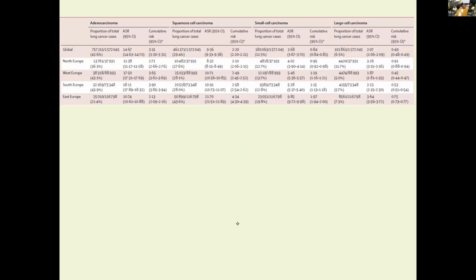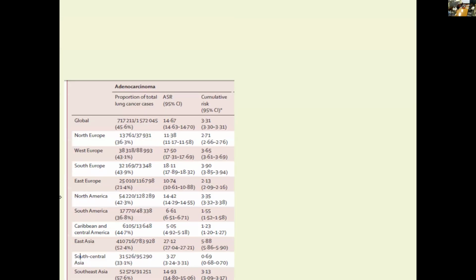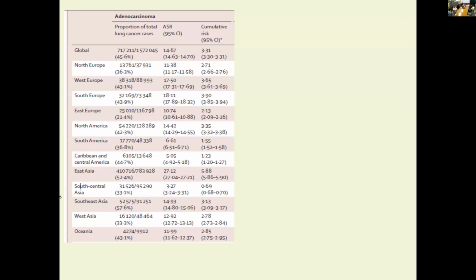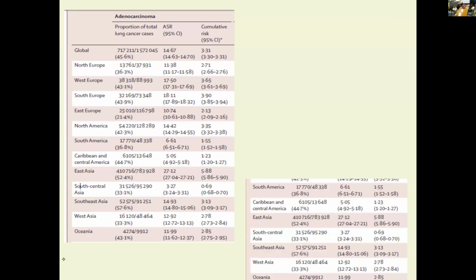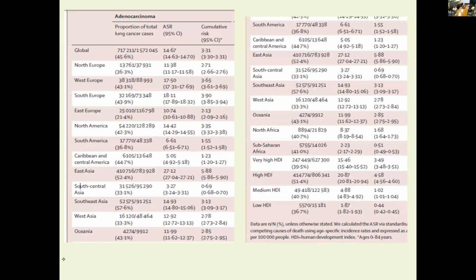This is the top row. So they have divided each cancer into adenocarcinoma, squamous cell, small cell, and large cell. Each of it they have reported as a proportion of cases. They have given the ASR, the age-standardized rate, they've given the cumulative risk, and they've given it for each of the 4 subtypes, and based on each country. If you look at adenocarcinoma, they have given it region wise. This is a region wise analysis. They've done that separately for males, and separately for females.